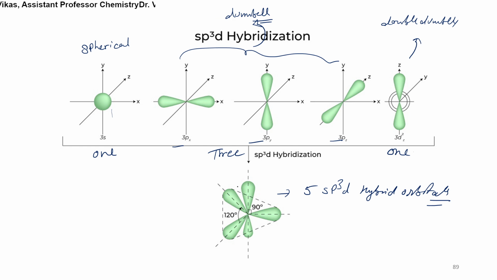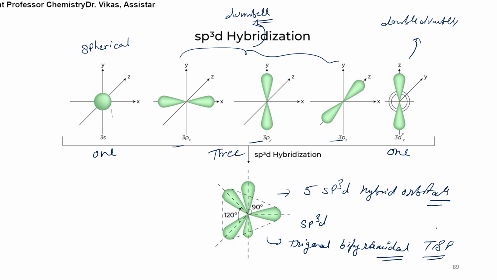Okay, and one thing to remember: in the case of sp3d hybridization, all of the 5 covalent bonds are not equivalent, and this geometry is trigonal bipyramidal. We also abbreviate it as TBP, trigonal bipyramidal. In that case, 3 bonds are at 120 degrees and 2 bonds are at 90 degrees.